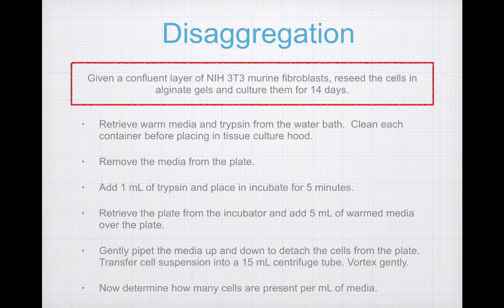Then you'll retrieve the plate from the incubator and add 5 milliliters of warm media over the plate. Remember to gently pipette the media up and down to detach the cells from the plate, and transfer the suspension to a 15 ml centrifuge tube. You can vortex gently to uniformly distribute the cells in the suspension. This is the same exact process we used before when we counted the cells. So after this, you'll use the hemocytometer to determine how many cells are present per milliliter of media.